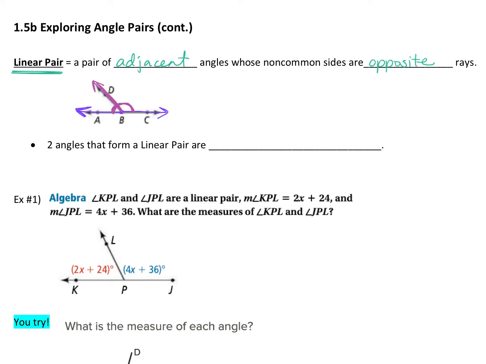So a linear pair is going to have opposite rays with a ray in between that is shared by those two angles, and they are going to form a pair that are supplementary. Remember what supplementary means? 180. Okay, 180 degrees. So basically what's happening is two angles right next to each other that make 180 degrees because they are forming a straight line.